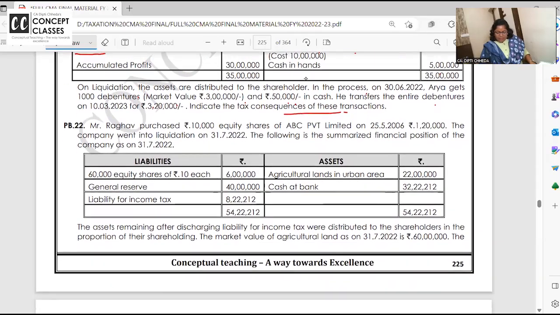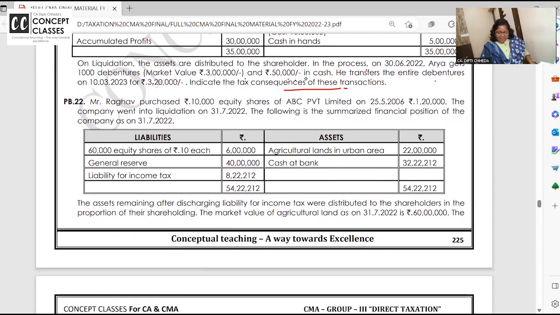Let's go to the next sum. 22nd problem, what is the answer? Yes. Very good, very good. At least you all are sharing the answer. Long-term capital gain is coming and short-term capital gain is 5 lakh. Good. Very good.